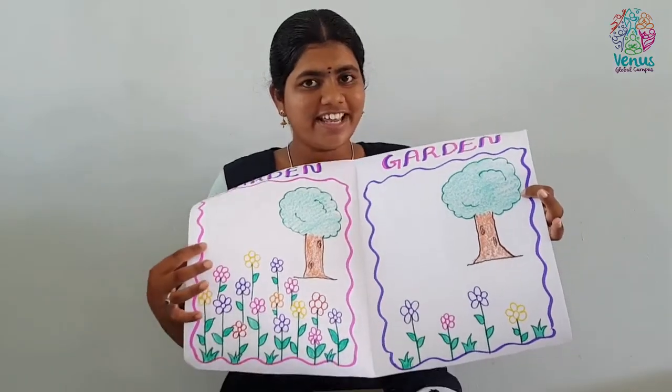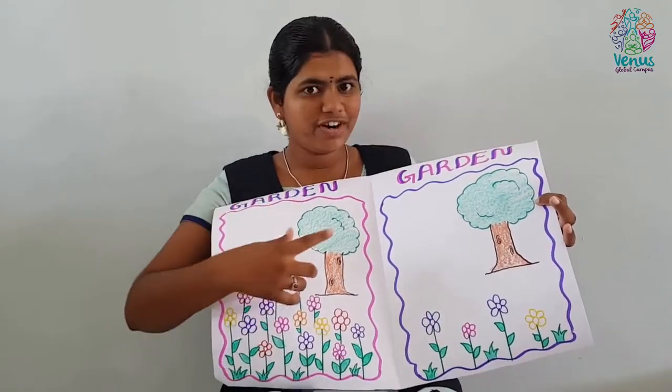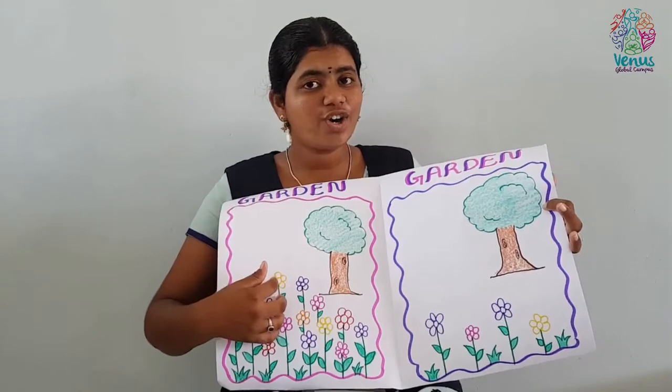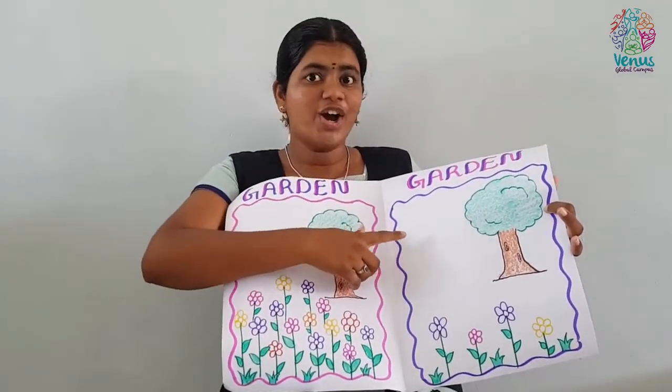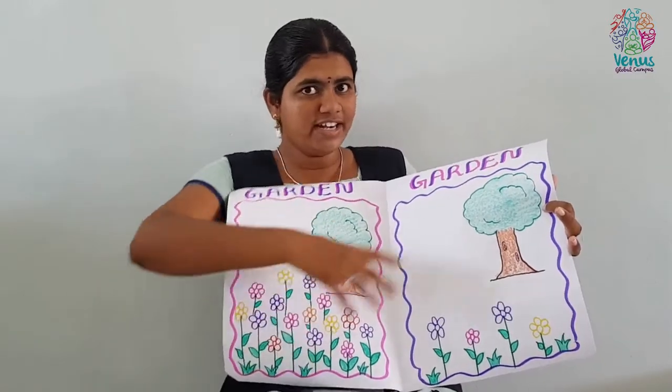Children, see here. What are these? This is a garden. This is also a garden.